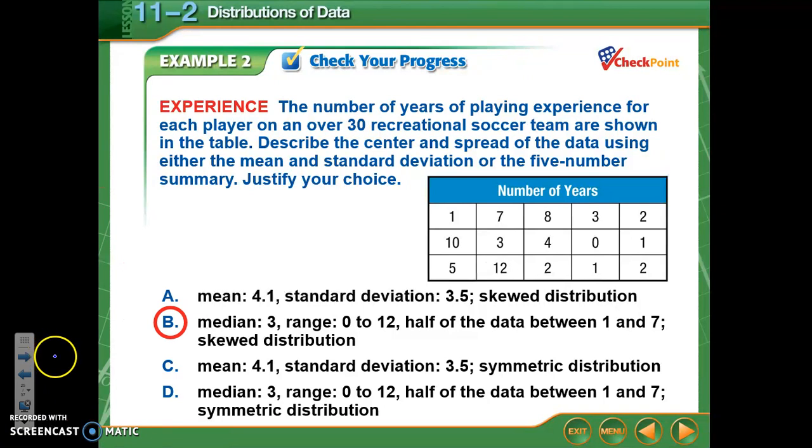All right, in this case, it was again a skewed distribution, so you should have done the 5-number summary. Your minimum was 0, your maximum was 12, your median was 3, and then quartile 1 was 1, and quartile 3 was 7.